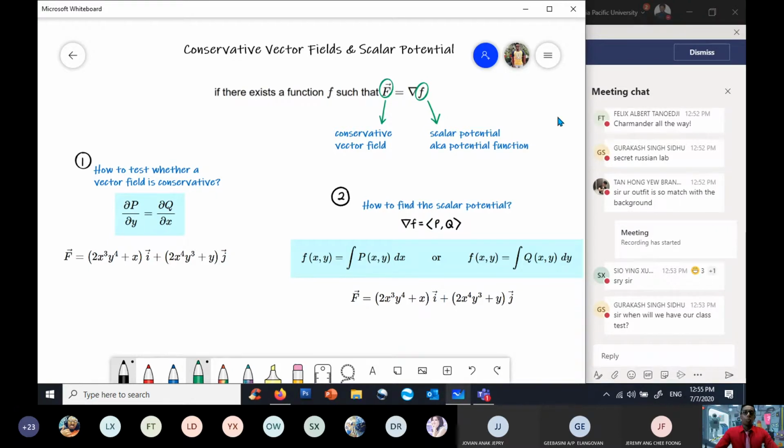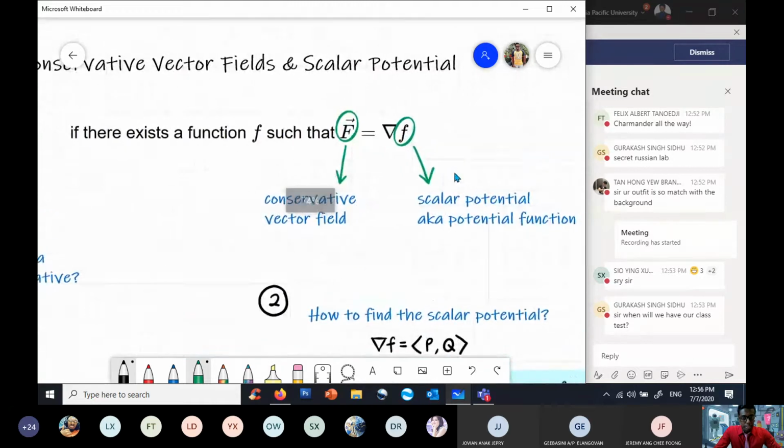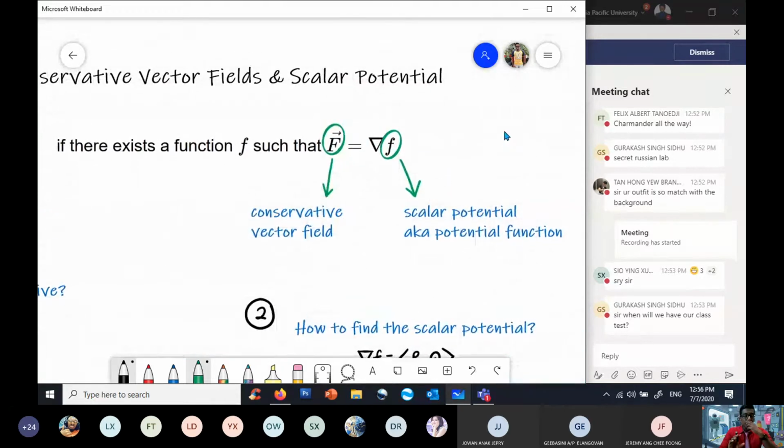So let's go with what is a conservative vector field and what is a scalar potential. And from there, we'll work on how to do questions involving conservative vector fields and scalar potential. First thing first, this definition right here. If there exists a function f such that this whole thing is true, then you have a conservative vector field and a scalar potential.